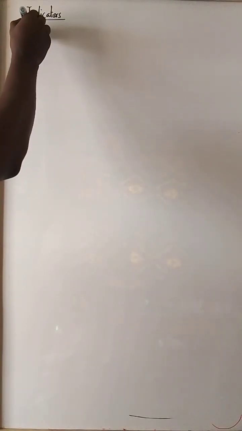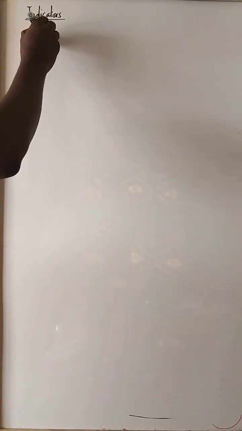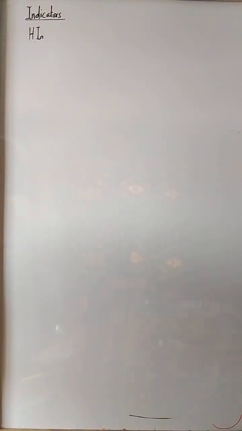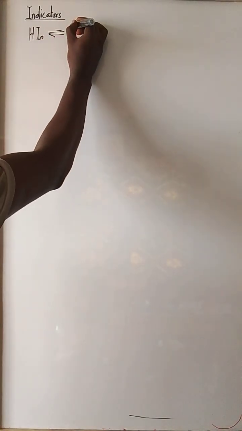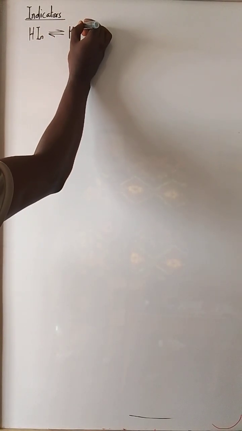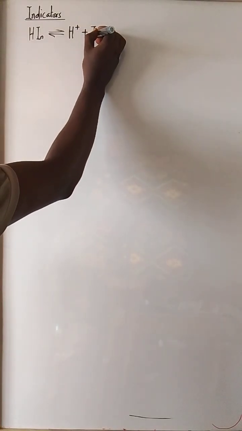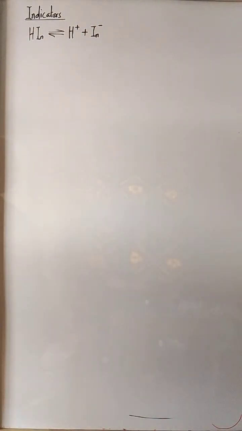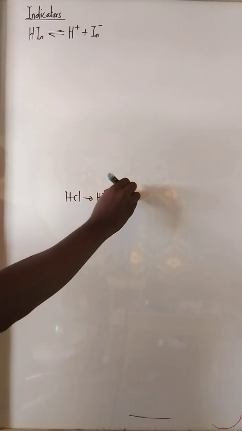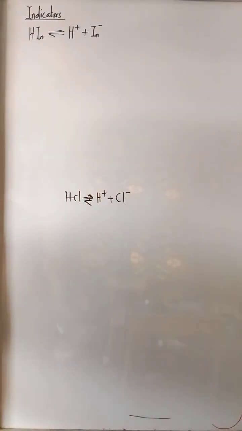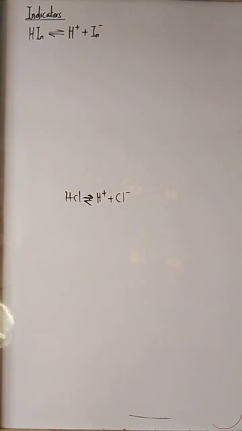So let's write that as HIn. H is the cation part, it is plus, and In is going to be minus. And this can dissociate to give us H plus and In minus. This sign is like, if you have something like HCl, I'll write it as H plus, Cl minus. This arrow means it can go both ways.